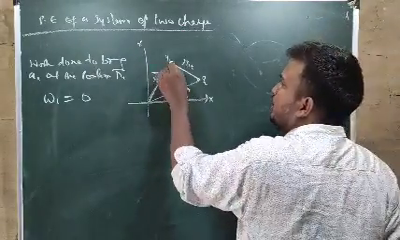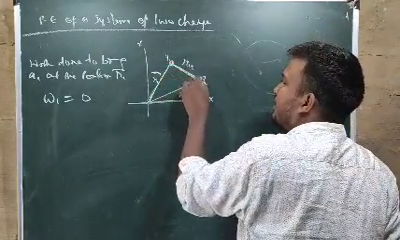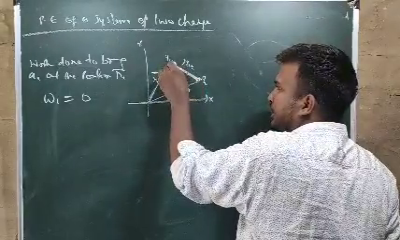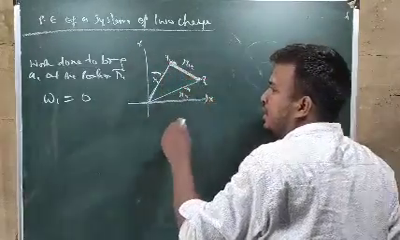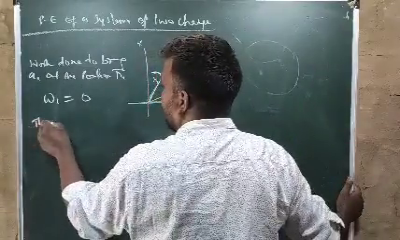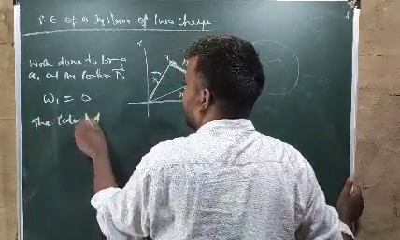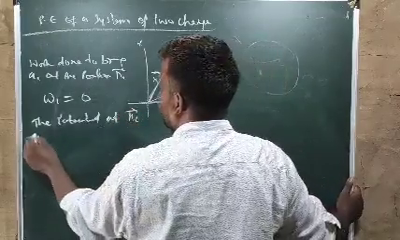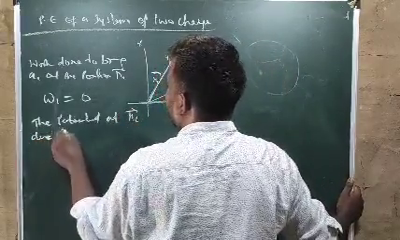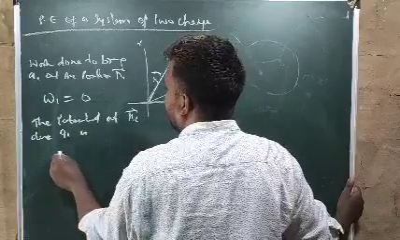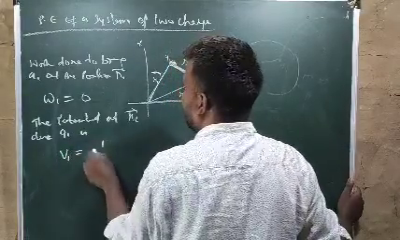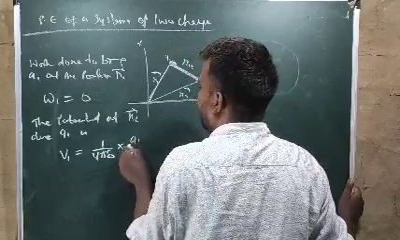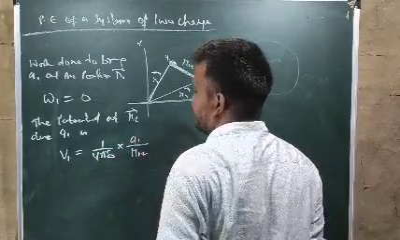Now due to this charge Q1, will there be potential or not? This person will say, this is my land. That means due to this charge Q1, at this point there will be potential. So the potential at r2 vector due to Q1, V1, will be equal to 1 by 4 pi epsilon naught multiplied by Q1 by r12.